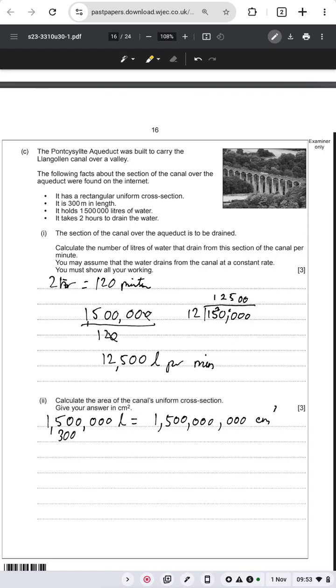Okay, and then we have to do 300 metres is equal to 300 times by 100, because there's 100 centimetres in a metre. So that's it in centimetres of length. So in order to find out what the cross section is, if you divide the volume by the length, it will give you the cross-sectional area. That's the formula on the front of the paper. So if we divide these two, we can cancel those 2 zeros with those 2 zeros, those 2 zeros with those 2 zeros. 3 goes into 3 once, 3 goes into 15 5 times. So we end up with 50,000 centimetres squared.